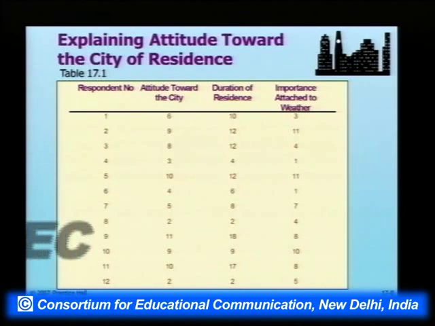So importance and duration of residence become the independent variables, and attitude towards the city is the dependent variable. First, when we do regression, we will take only one of the variables, duration of residence, and do a bivariate regression, because there will be only one independent and one dependent variable. Later on, to explain multiple regression, we will take duration of residence and importance attached to weather both in the model, and attitude towards the city still remains the dependent variable. So this is the example that we are going to use to explain correlation, regression, bivariate as well as multiple regression.